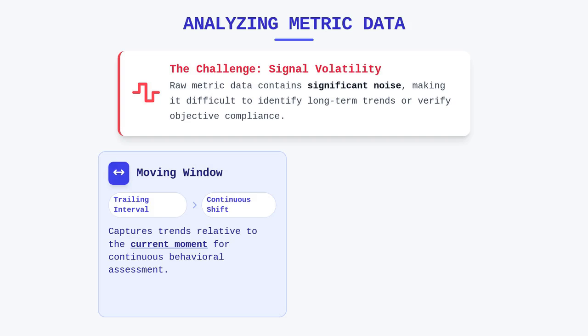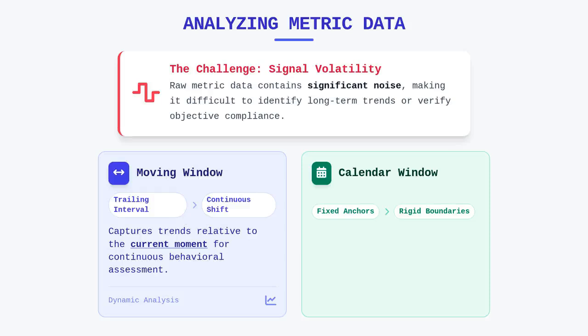A moving window function calculates results based on a trailing interval that shifts continuously with time, effectively capturing trends relative to the current moment. In contrast, a calendar-aligned window binds its calculations to fixed temporal anchors, such as the start of a day, a week, or a month.